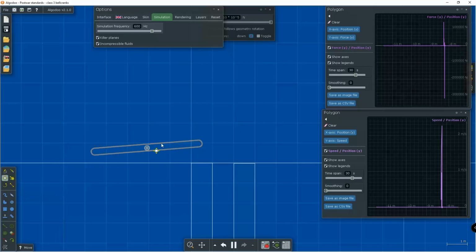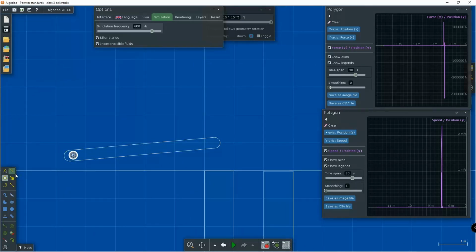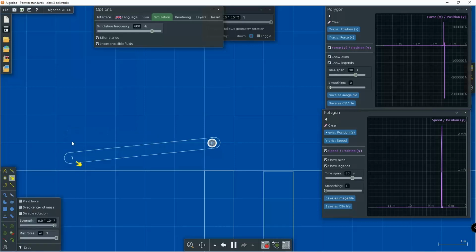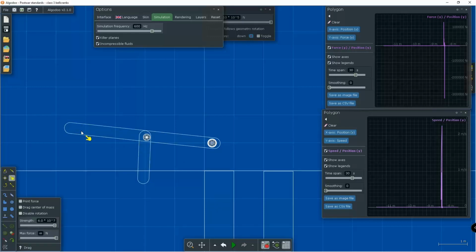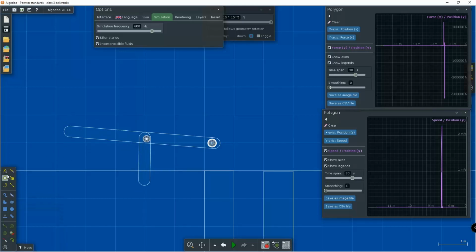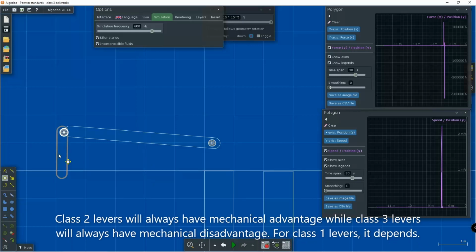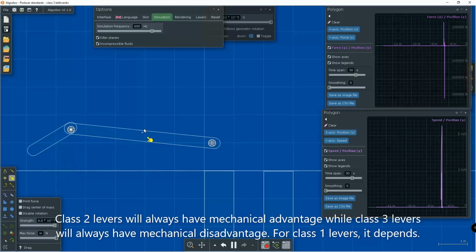Class 2 means that your effort is over here, but you are connecting a link, for example, over here. And that means that, yeah, this is your load that will pull on something else. While class 3 means that we've moved this over here instead, and we're applying the load over here.